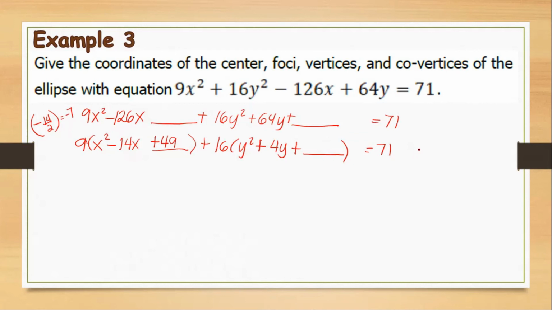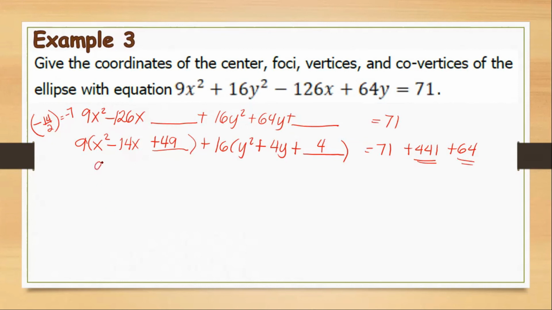So what will we add? That is 49 times 9, that is 441. And for the y, we have 4 over 2, that is 2. 2 squared is 4, so we add 4 here. 4 times 16 is 64, so we have to add 64. So 441 from the x part, 49 times 9, and 64 from the y part, 4 times 16.